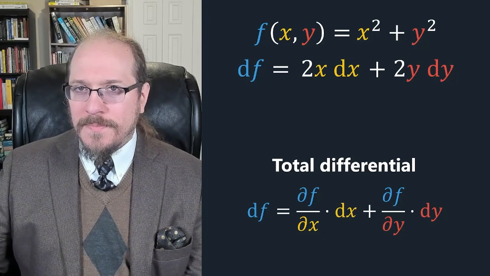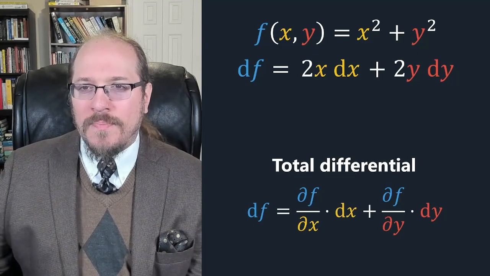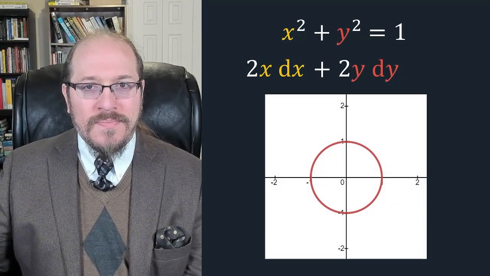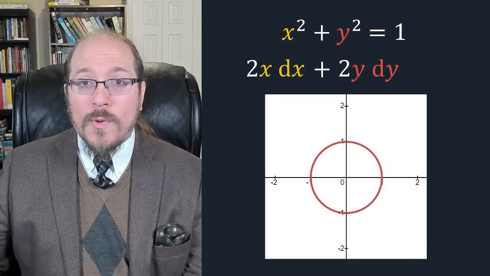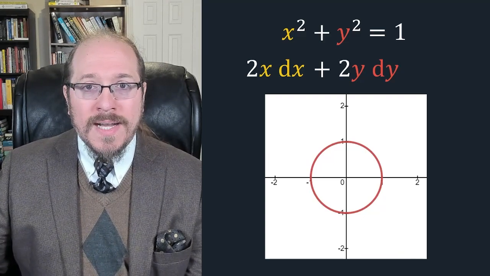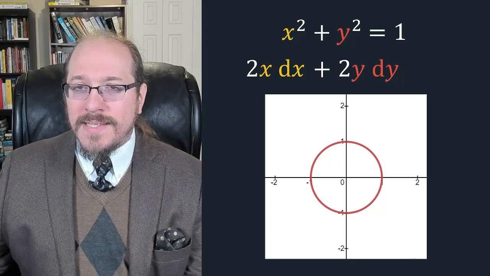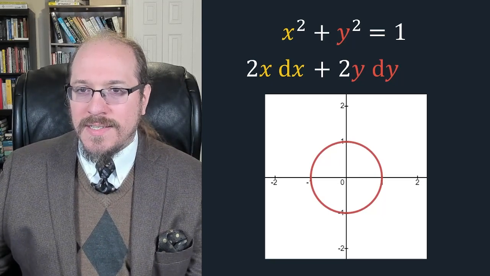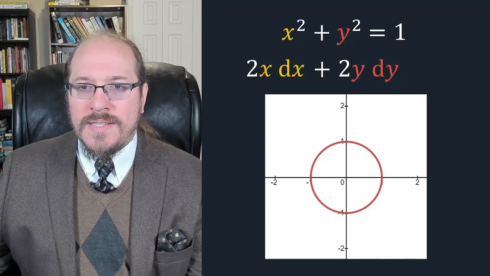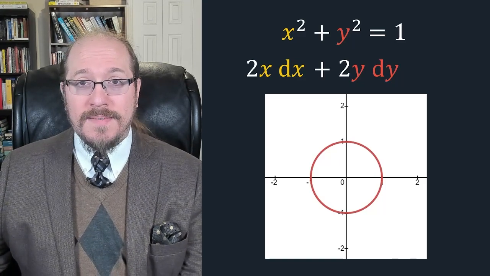Now there's one issue. If x and y can both change by any amount, then there's no guarantee that we'd stay on our circle. To make sure that happens, we need to preserve the relationship between our variables. X squared plus y squared has to always be equal to 1. So that means that if the left side changes, the right side has to change along with it. So the differential of the right side has to match the differential of the left side.